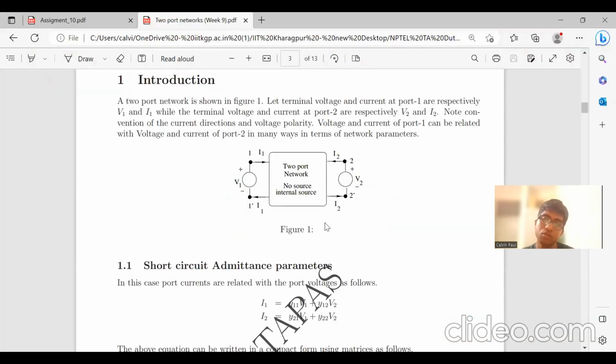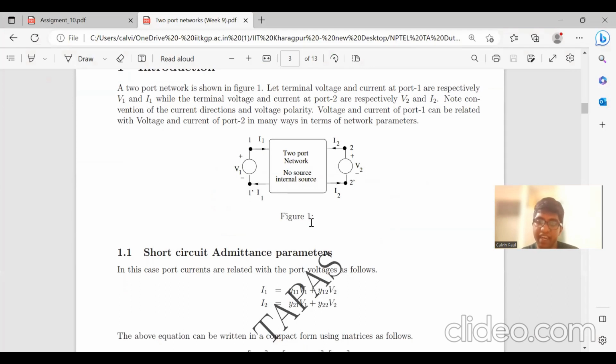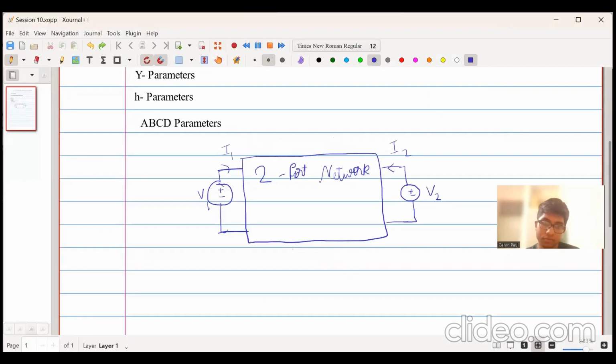And it has no internal source. They have also shown this is terminal 1, this is terminal 1 prime, this is terminal 2, and this is terminal 2 prime. So these are the two terminal pairs where the network comes out, and we have connected a voltage source over there.